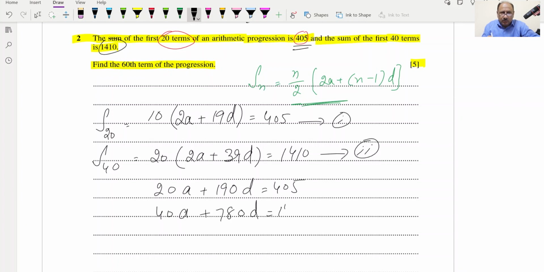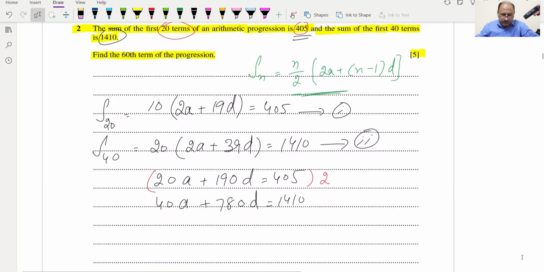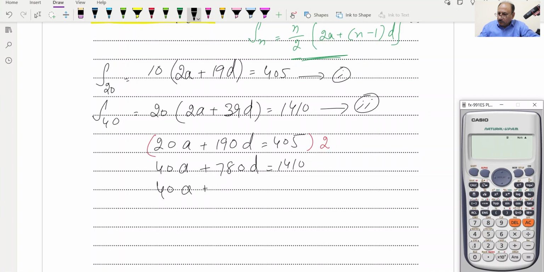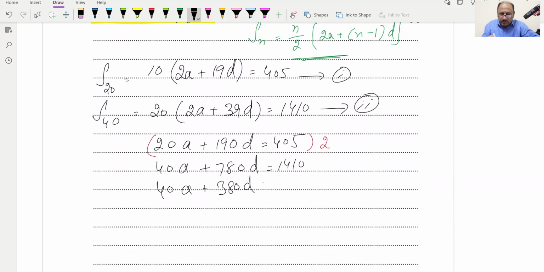780d is equal to 1410. Now to equalize the coefficients of x, we multiply this equation by 2, and we will get 40a plus 190 multiplied by 2, which is 380d, is equal to 405 multiplied by 2, which is 810. This will be subtracted, changing signs and cancelling, and this gives us 780 minus 380, which is 400.